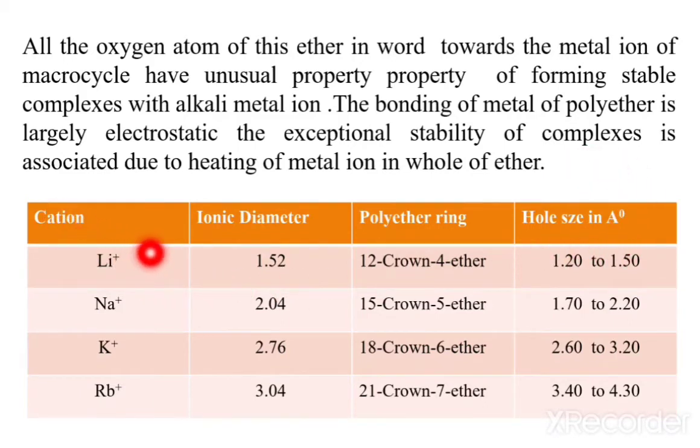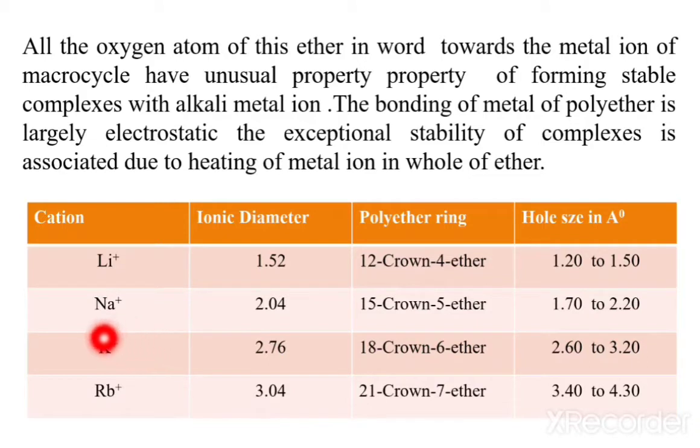For the first cation, Li+ lithium, the ionic diameter is 1.52, while the polyether ring is 12-crown-4 ether, the best example, and the hole size in angstrom is 1.20 to 1.50. Now for Na+ it is 2.04, and the polyether ring is 15-crown-5 ether with hole size 1.70 to 2.20.